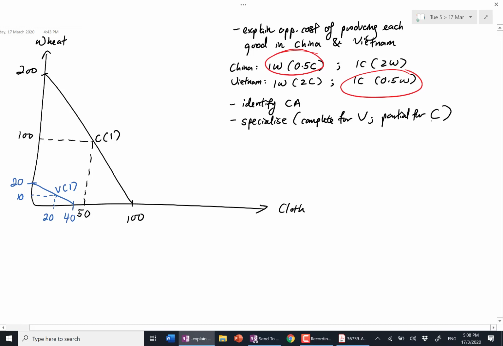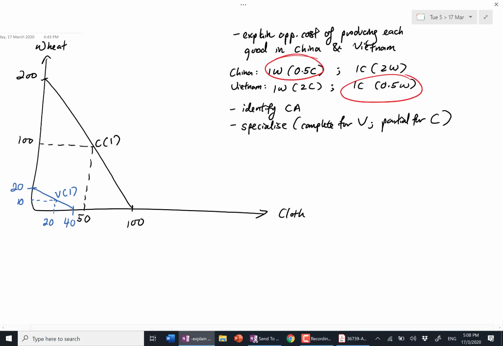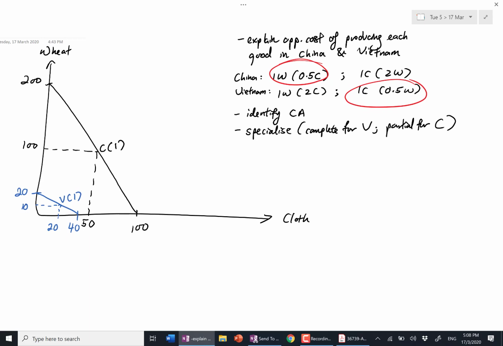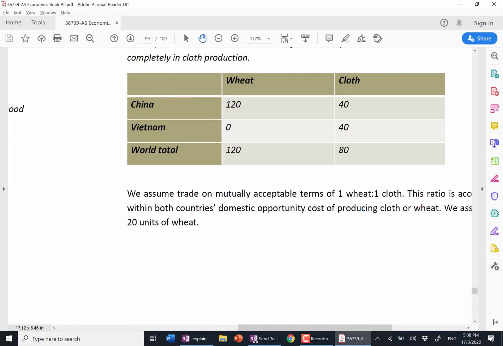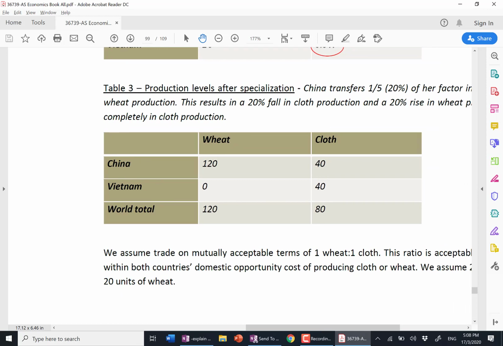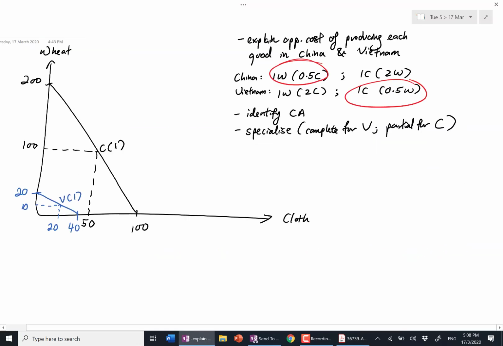Okay. And if you look at my book, Vietnam specializes completely in cloth. So the wheat factory has been closed down. That's why Vietnam will be here. From V1, they have moved to V2. Okay, China specializes a little bit. They move 20% of the resources over. So China will be at 120 and 40. This is China 2. Okay.